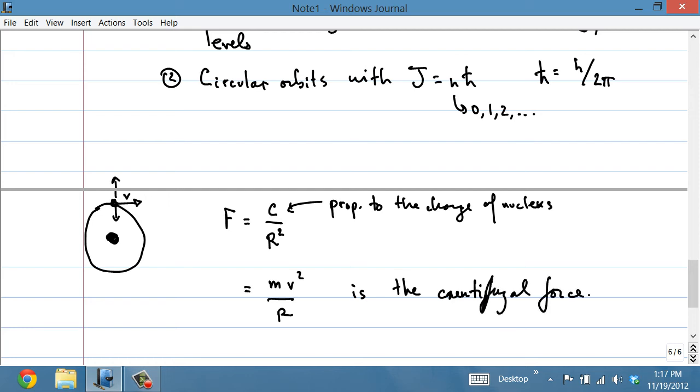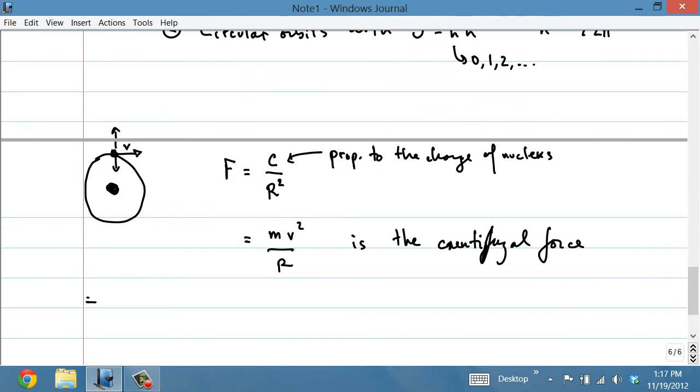Sorry, I'm not writing very clearly today. So that tells us that mv squared is equal to c over r, or that v is equal to the square root of c divided by mr. So this is just the relationship between the velocity and the radius of some object that's moving in a circular orbit in a 1 over r squared potential. For example, one could also be studying the orbits of the planets around the sun here, and we would call this due to gravitational attraction rather than electromagnetic interaction, and this would be just as true.